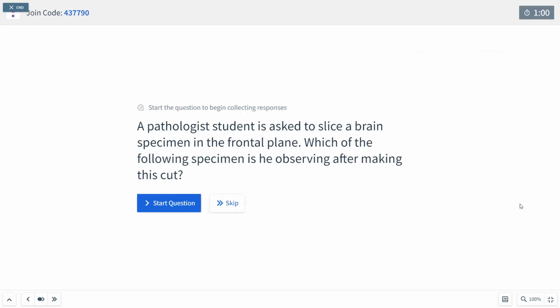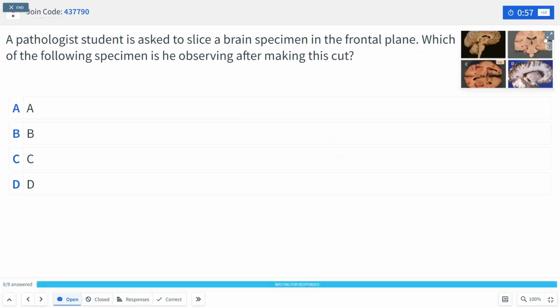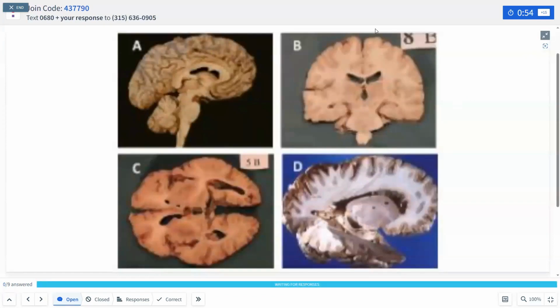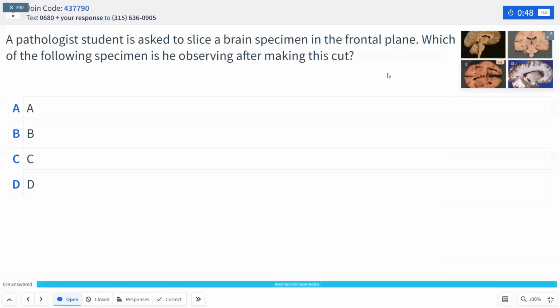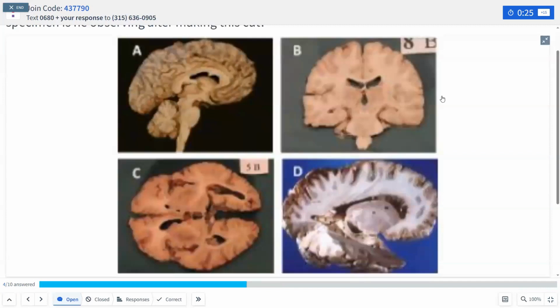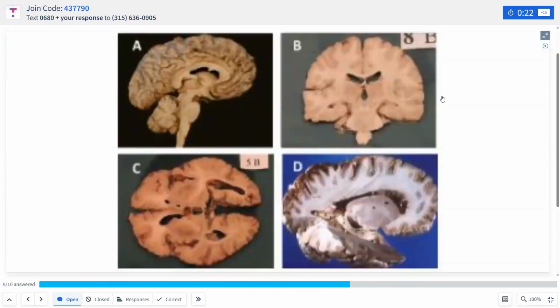Okay, let's look at another question here. I'm going to make this a little bit bigger. I'll let you read the question first and then I'll make it a little bigger. Okay, so a pathologist student is asked to take a slice of a brain specimen in the frontal plane. Which of the following specimens is he observing after making this cut? So if he's asked to take a frontal section, which of these are we thinking?